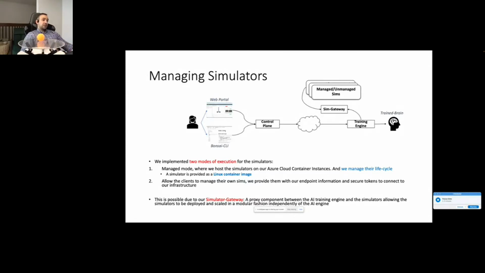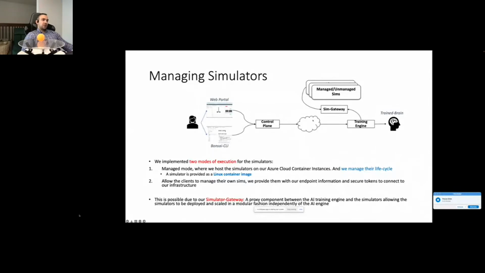Now, there's another set of customers that really don't want to put their simulators, like their trade secret, on a cloud. They want to keep it local. And for those ones, our support is limited. We just give them an endpoint of how to connect to our system and some secure tokens, and they can do that. Now, this is made possible through the use of a component that we added, which is a simulator gateway.